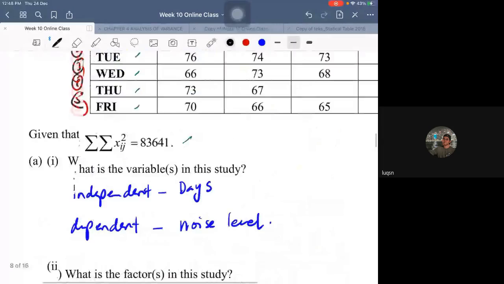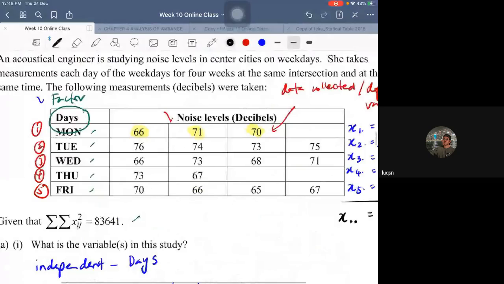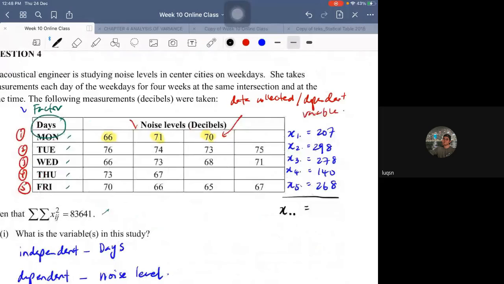That is what I did over here: I sum up everything that comes from the first category. So I have 66, 71, 70. When I get the sum for the first category, the total equals 207, just to save time. I don't want to wait for you to calculate all that. For the second category, I add them up together as well and I got 289. I do the same for the third category and I got 278. And then I do it for the fourth and also for the fifth category.